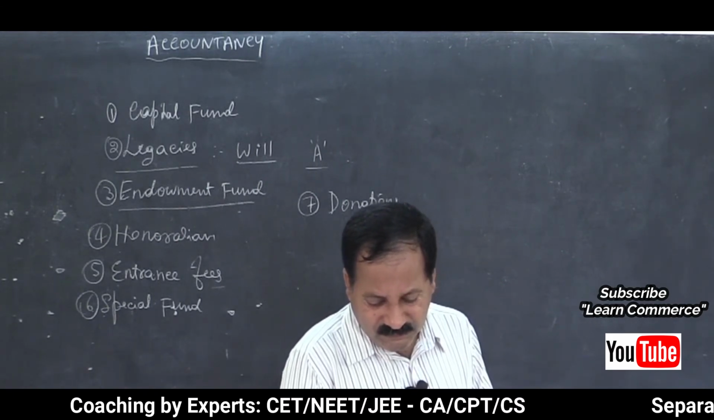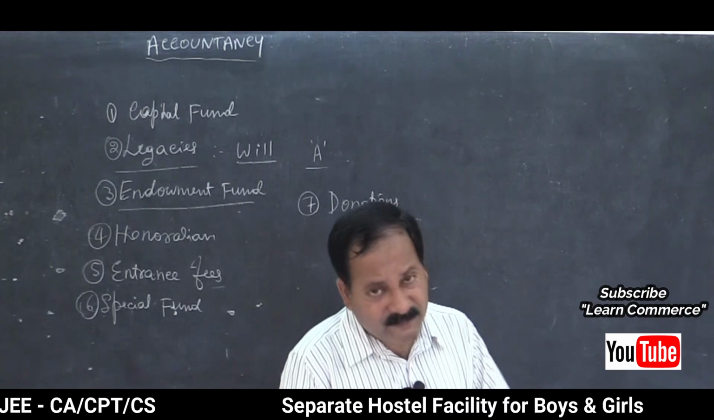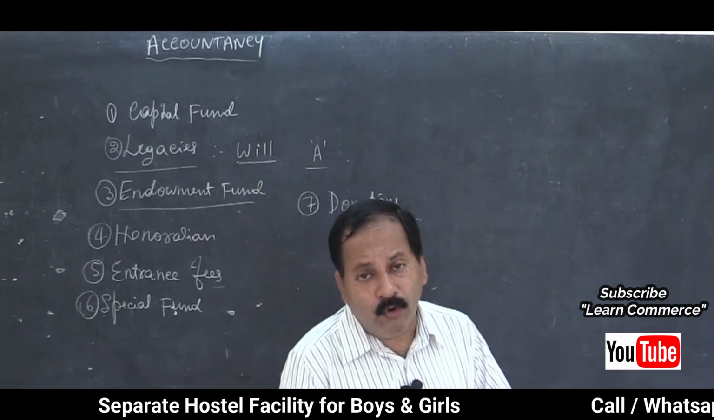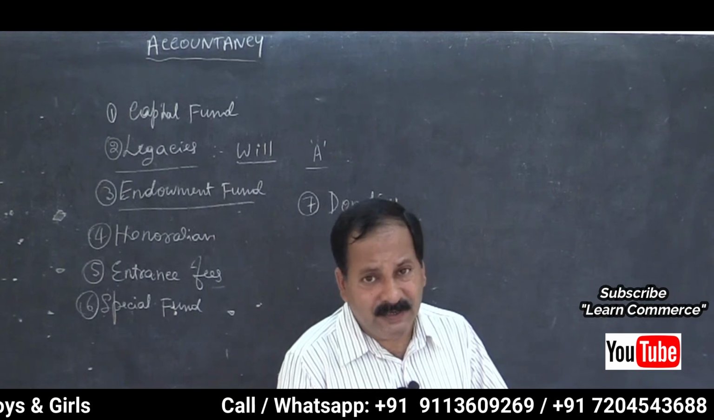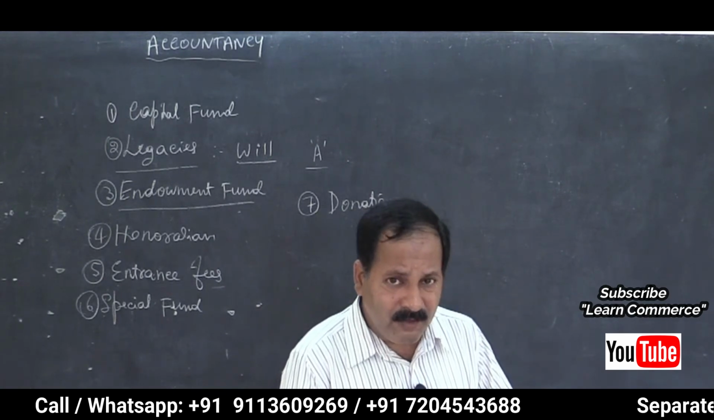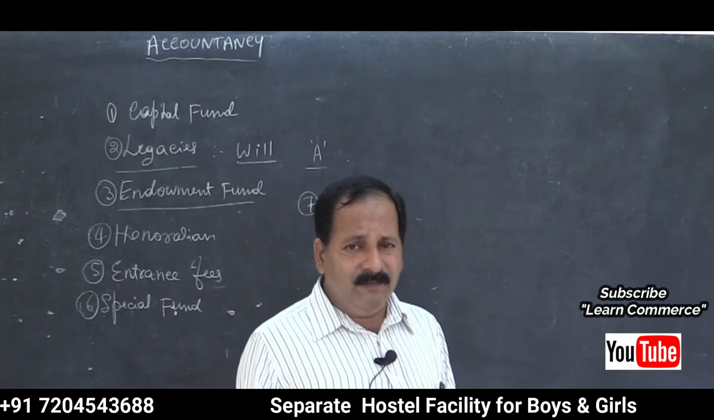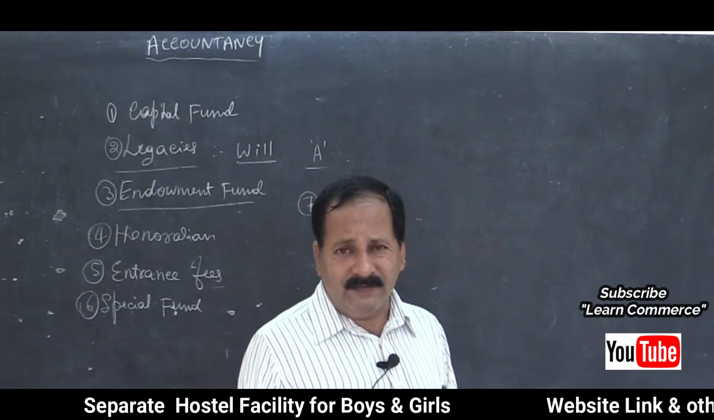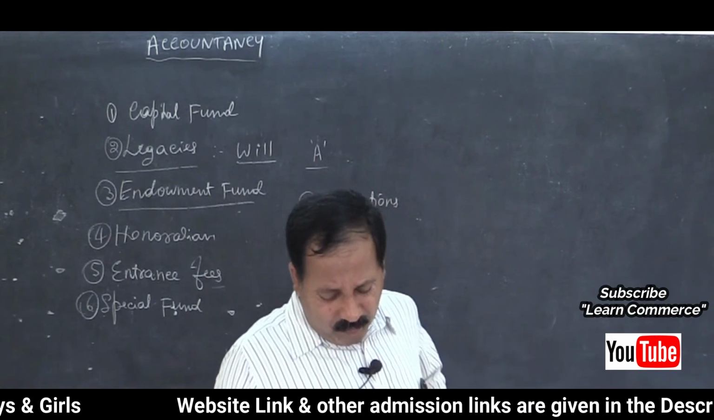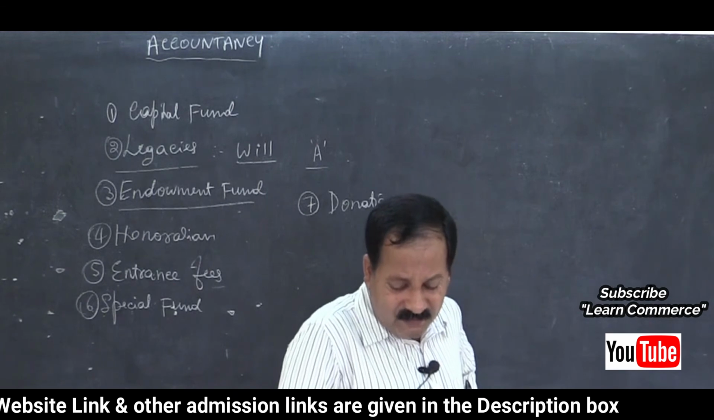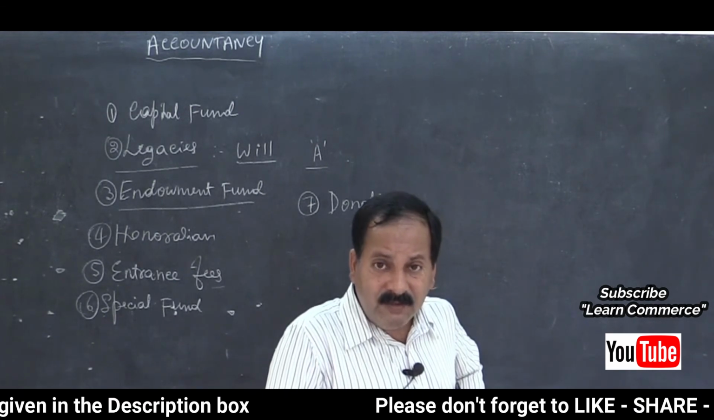Then sale of old sports materials like old bat, old net, old balls, isn't it? This should be treated as revenue only because that is repetitive in nature. Whenever a match occurs, the bat, net, ball, all these things will become scrap and should be sold, isn't it? Old sports materials should be treated as revenue in nature. So when we sell, we will get money, so revenue receipt.